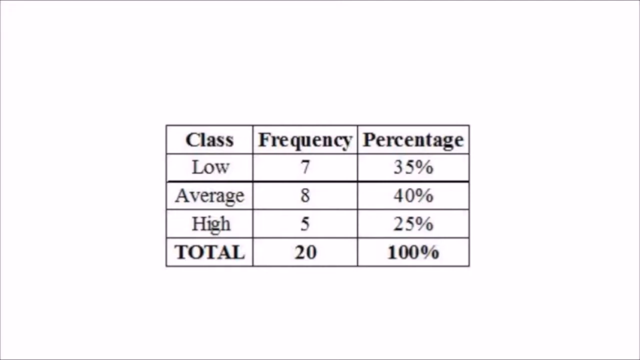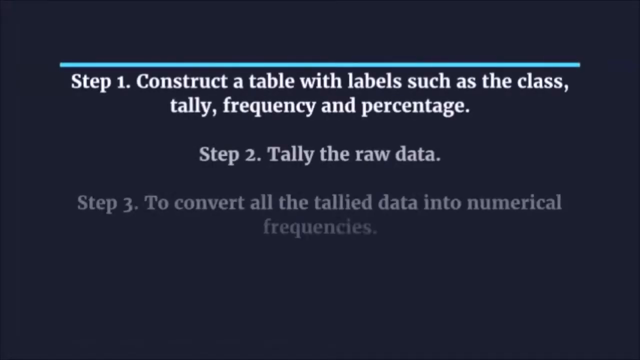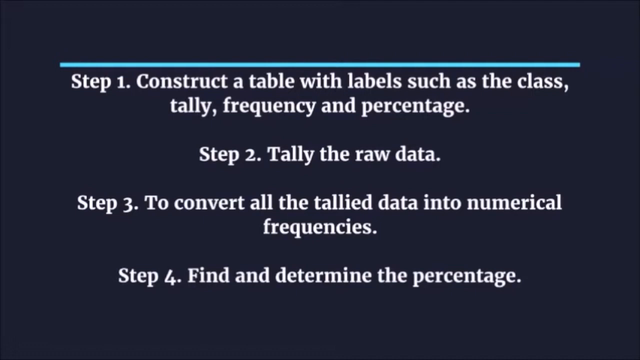So, how to make it? Here are the following steps to create one. Step 1. Construct a table with labels such as the class, tally, frequency and percentage. Step 2 is to tally the raw data. Step 3 is to convert all the tallied data into numerical frequencies. This should be under the frequency column. Last step, step number 4, is to find and determine the percentage.